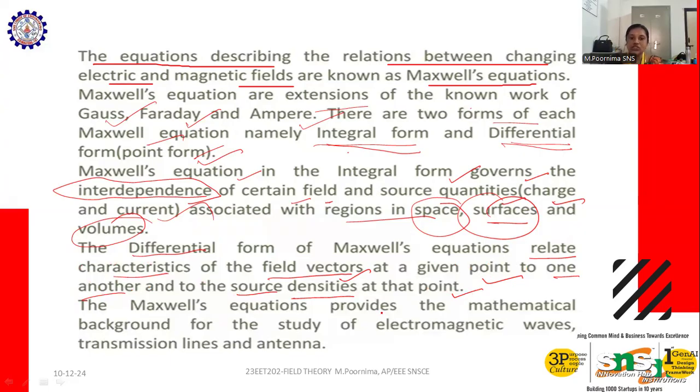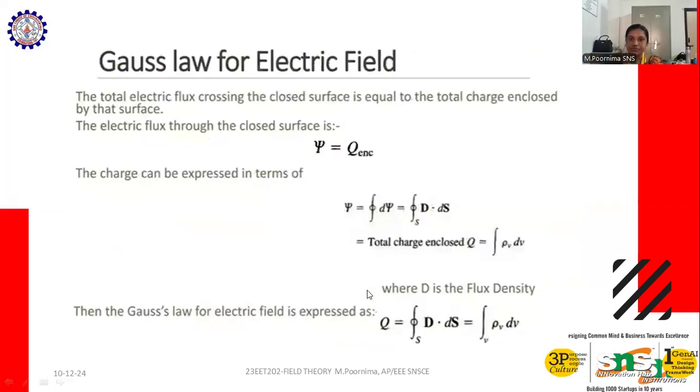The Maxwell equations provide the mathematical background for the study of electromagnetic waves, transmission lines, and antennas. Finally, these are the applications: electromagnetic waves, transmission lines, and antennas. This is the introduction about Maxwell equations.